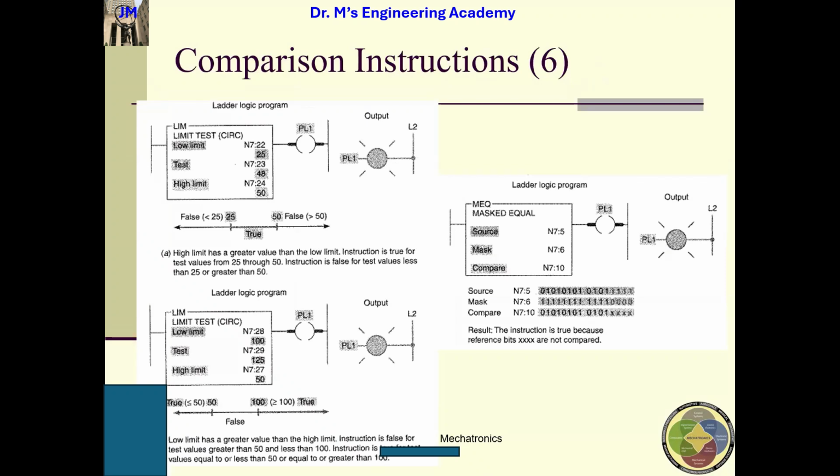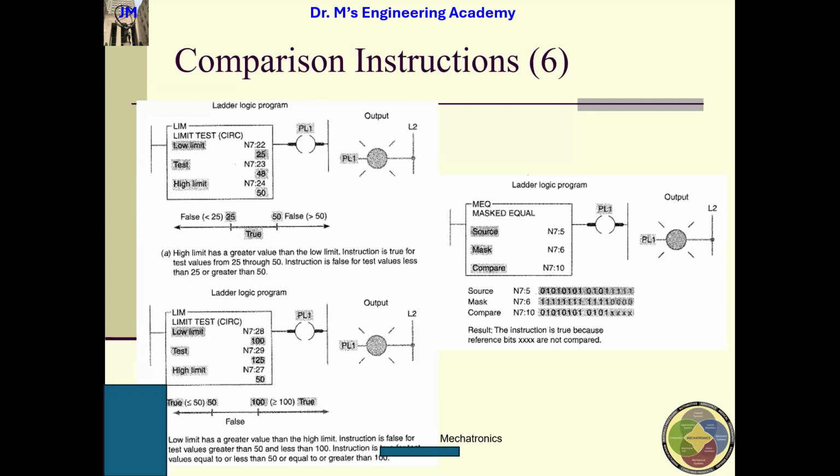MEQ, masked equal. It has three values: the content of this one, this one, and this one. Suppose source, mask, and compare. When you see these three, what first impression comes into your mind? These three must have the same length, right? Otherwise, you cannot compare. So you want to compare this one and this one bit by bit.